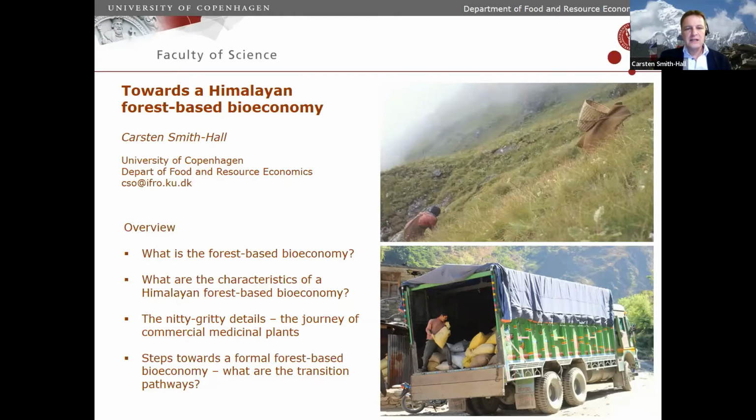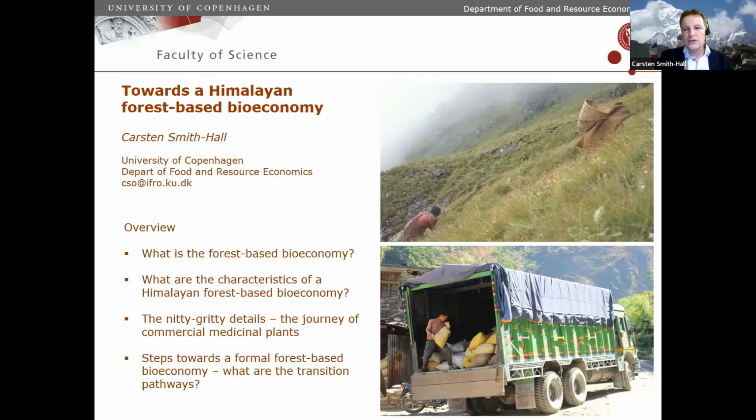So I'll just start the presentation here by talking about what is the forest-based bioeconomy, and then I'll proceed to talk about the characteristics of a Himalayan forest-based bioeconomy, and then go into more detail using the example of commercial medicinal plants. And that's what you can see in the slides here.